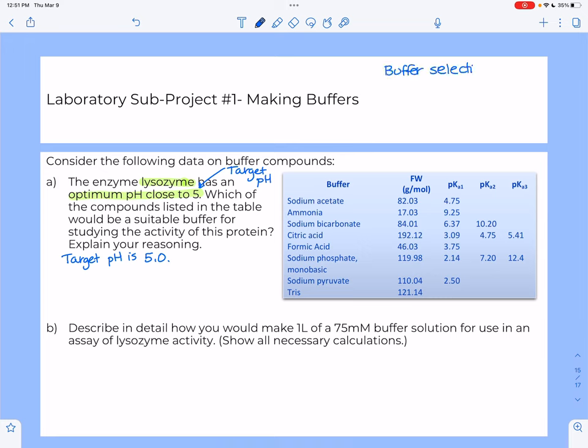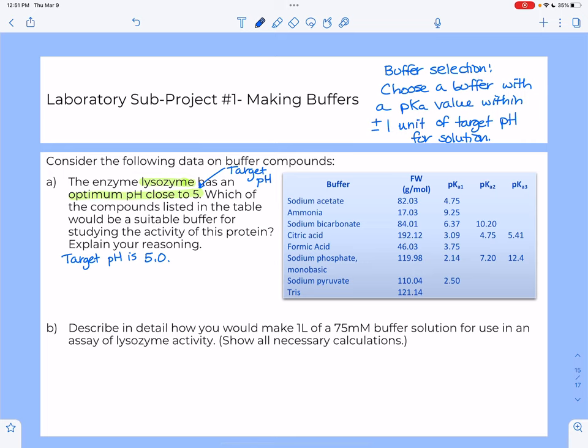So for buffer selection, you choose a buffer with a pKa value within 1 unit plus or minus of your target pH for your solution. So we're going to be looking at the pKa values. Okay, so let's look at the table, and we're going to look at these pKa values. So let's just circle anything that would work at pH 5.